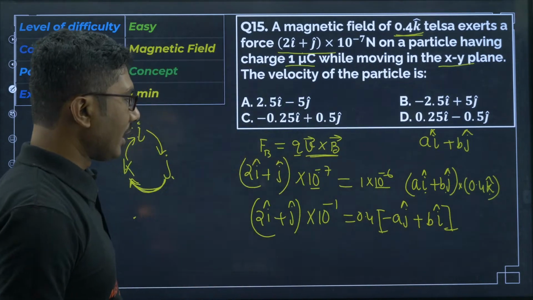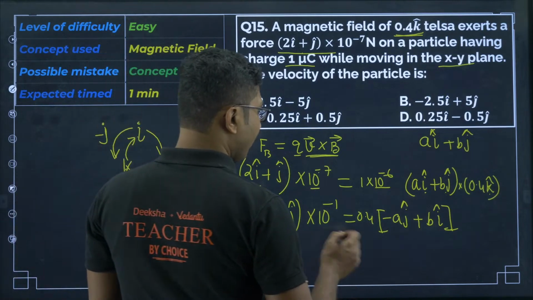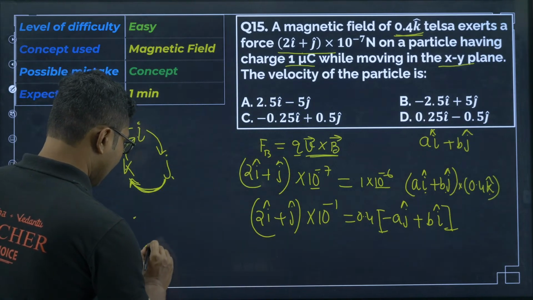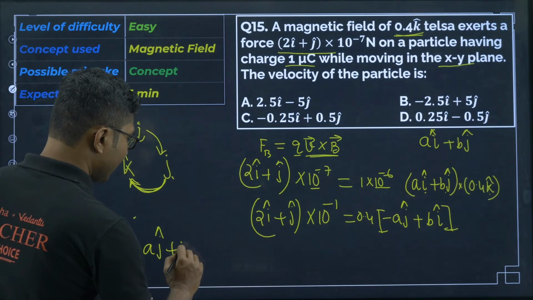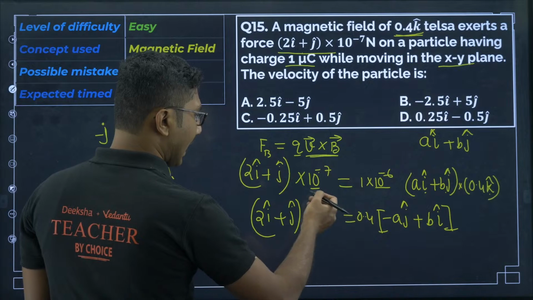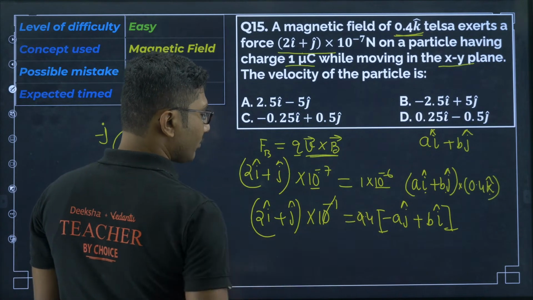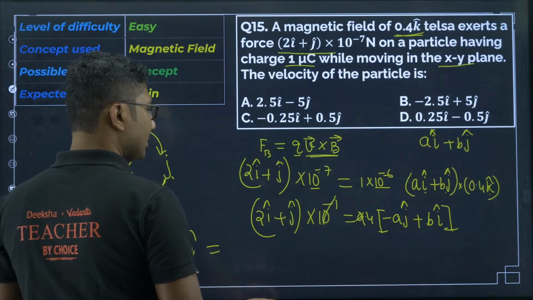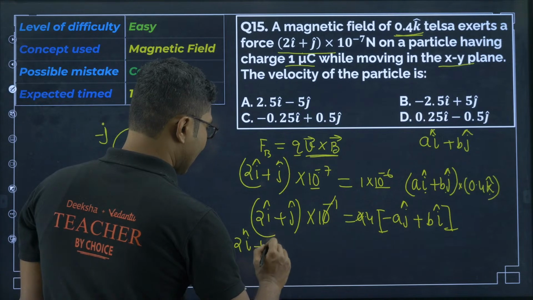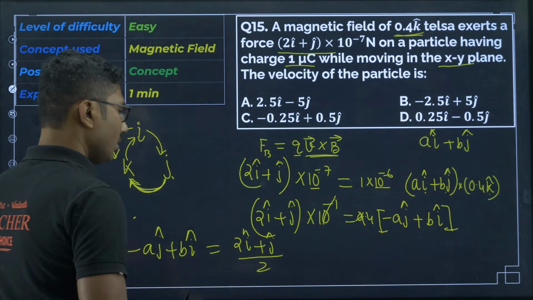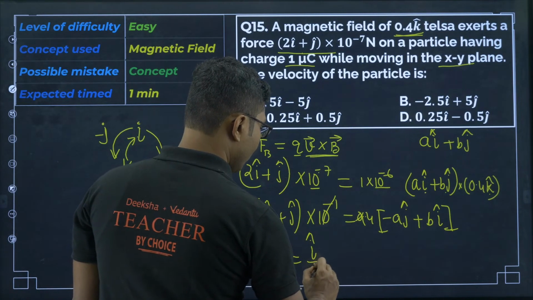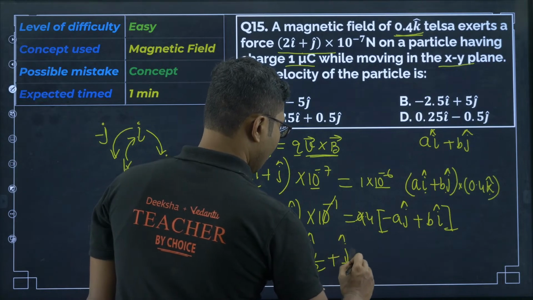Now what you have to do? We have to compare it. Again 0.4 we have to divide on the other side. So minus A j cap plus B i cap equals to 0.4 will cancel with this 10 to the power of minus 1 and 0.4. 0.4 means 10 to the power of minus 4 into 10 to the power of minus 1. So basically 2 i cap plus j cap divided by 4, that is i cap by 2 plus j cap by 4.